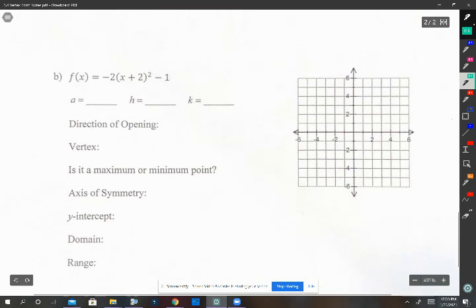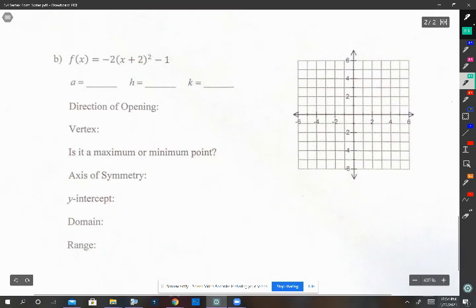If we look at example B, same idea. We've got A is negative 2 because that's the number in front. H is the opposite of what's inside the parentheses, so it's positive 2, so we're going to write negative 2. And K is negative 1. The direction of opening is based off of A, so because A is negative, it's going to go down. And our vertex is negative 2, positive, or negative 1, sorry.